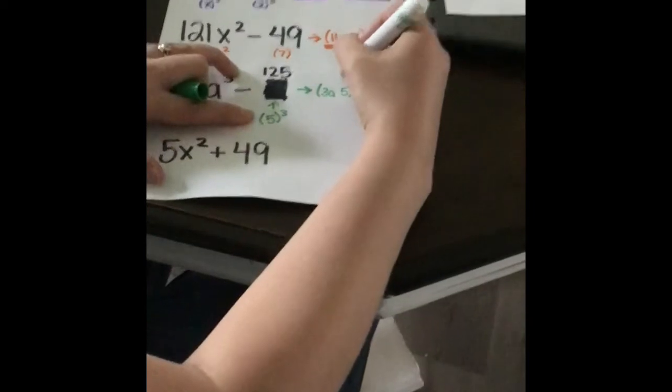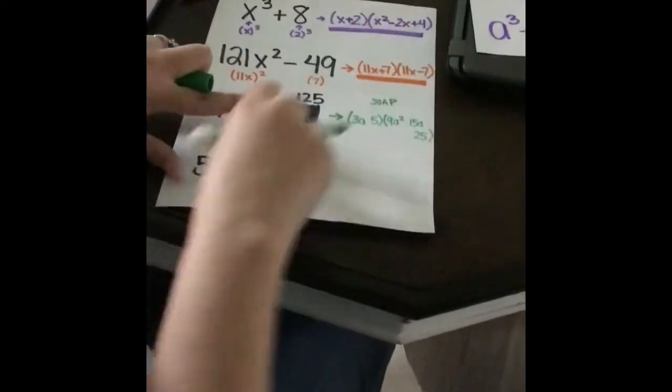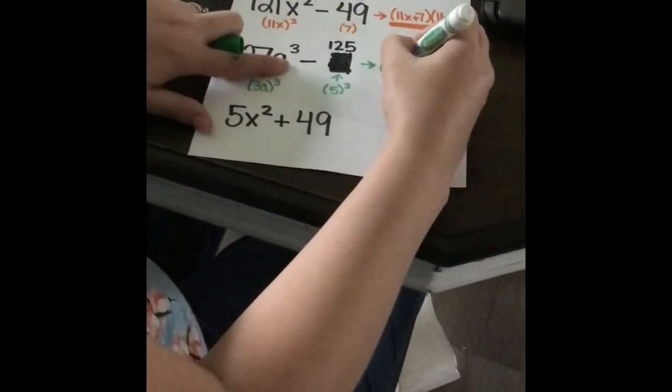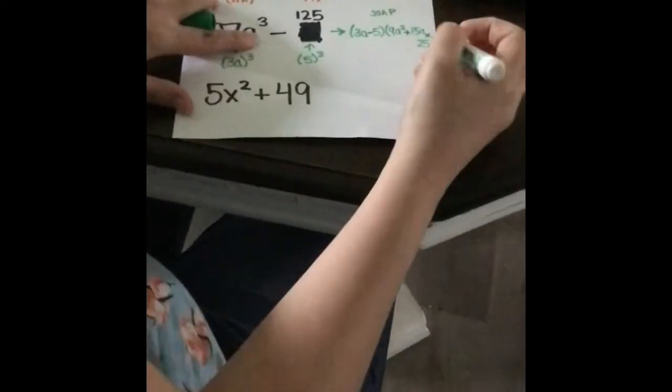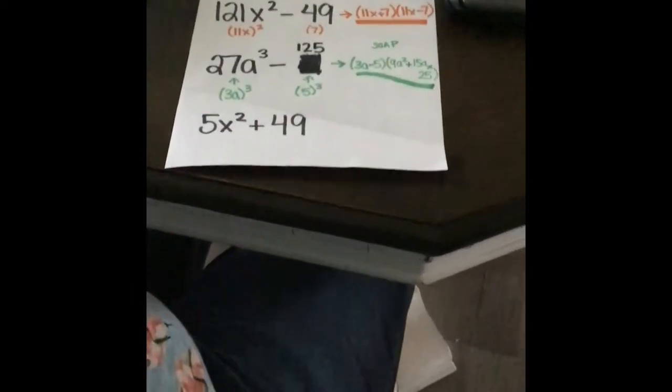Again, I go back with the SOAP for my signs. So I look here, this was a minus, so the first one is the same. The next one is opposite. The last one is always positive. So that's what this would factor into.